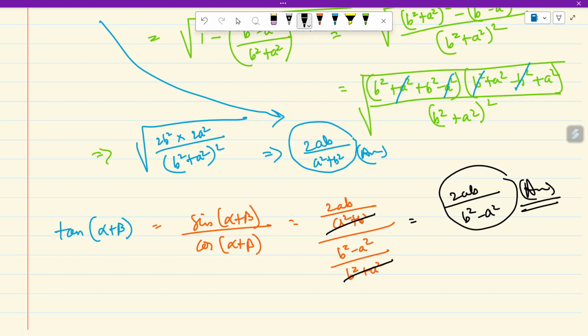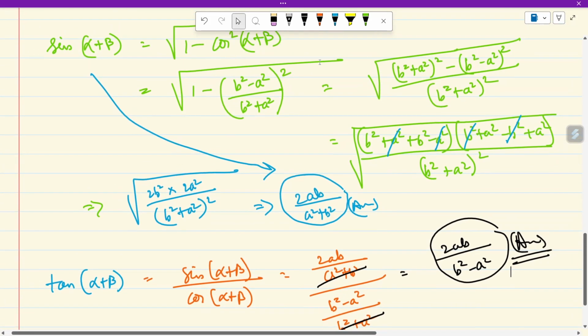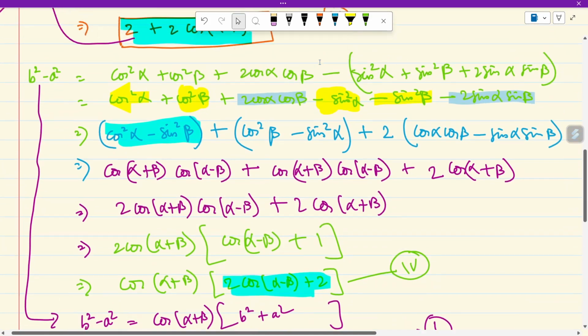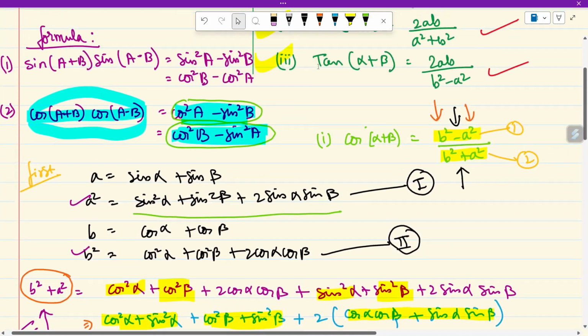So this is how we have proved all three parts of the question. As you can see, all three parts are proved over here. You can pause the video and take a screenshot.